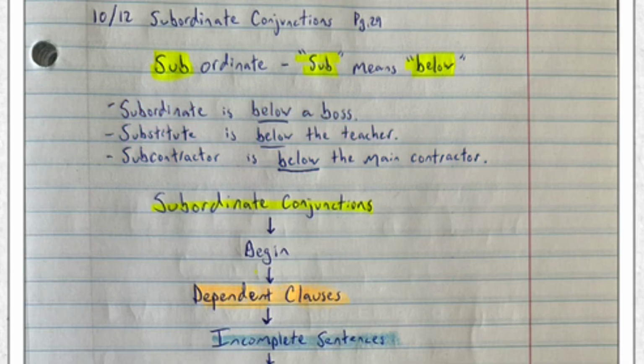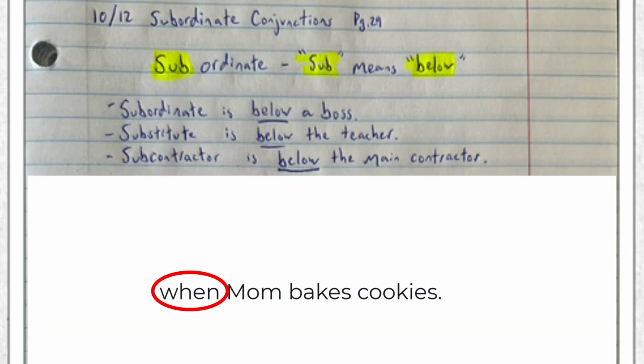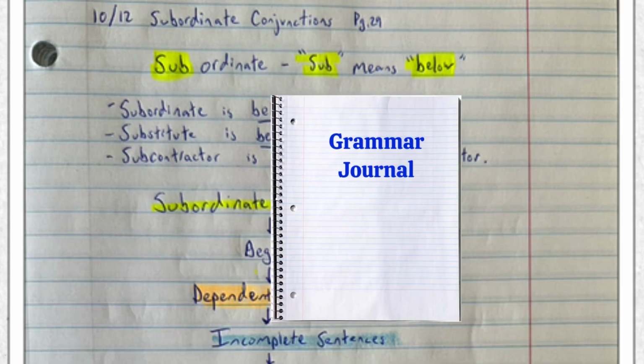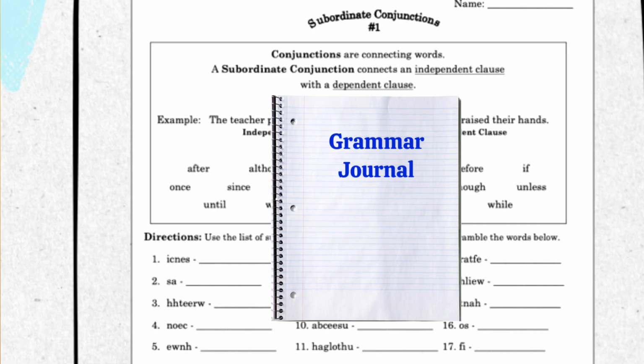So it works the same way in a sentence. A subordinate conjunction creates a dependent clause that is subordinate to the independent clause because the dependent clause can't complete a thought. It needs the independent clause to complete its thought. So that's how we use the grammar journal to reinforce the lessons.